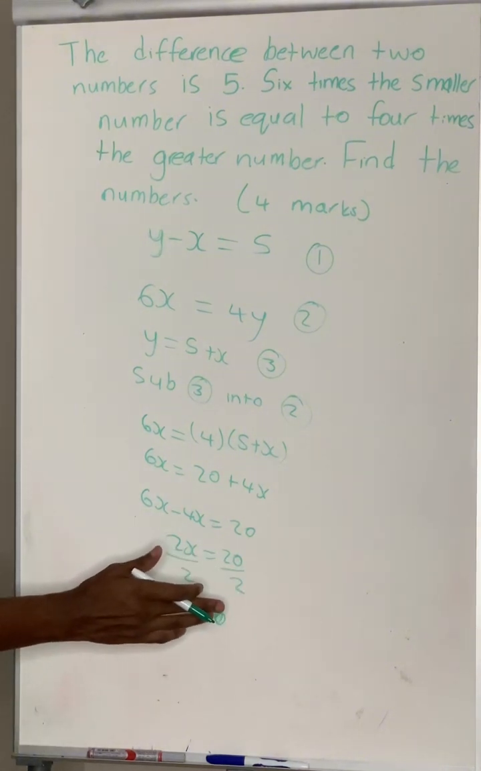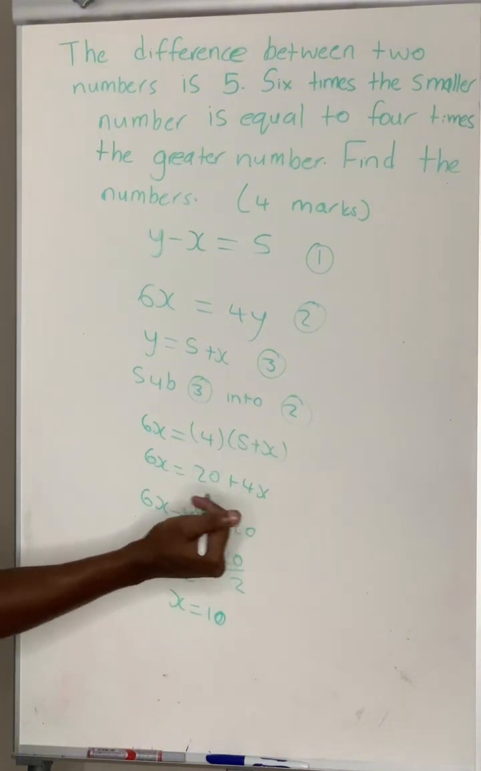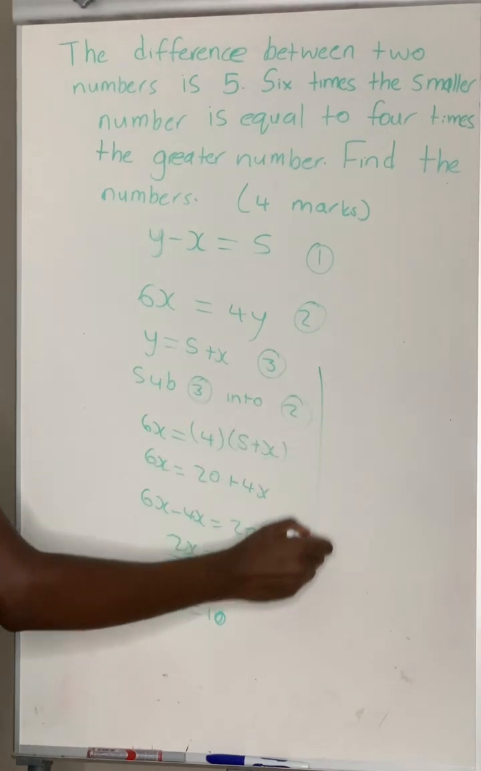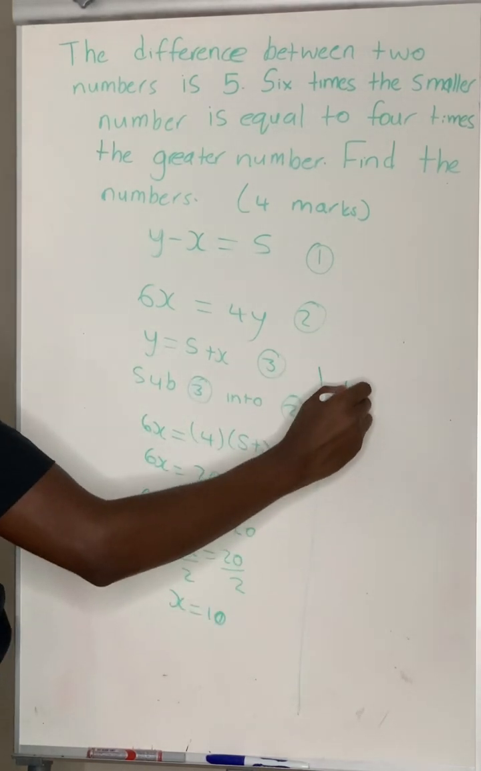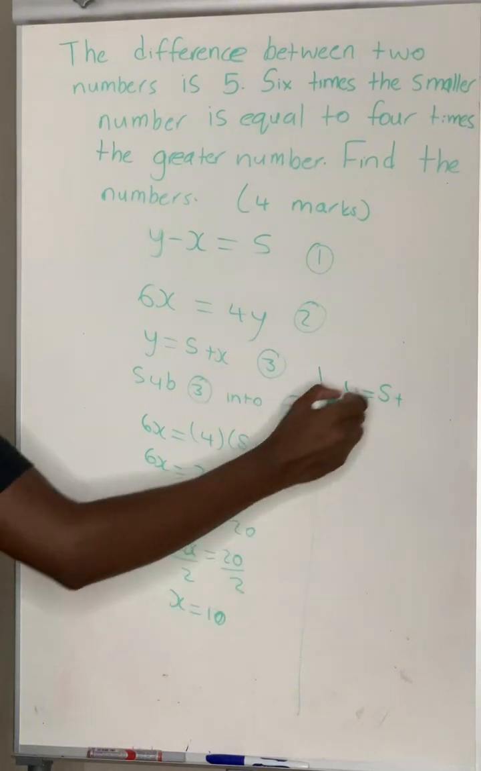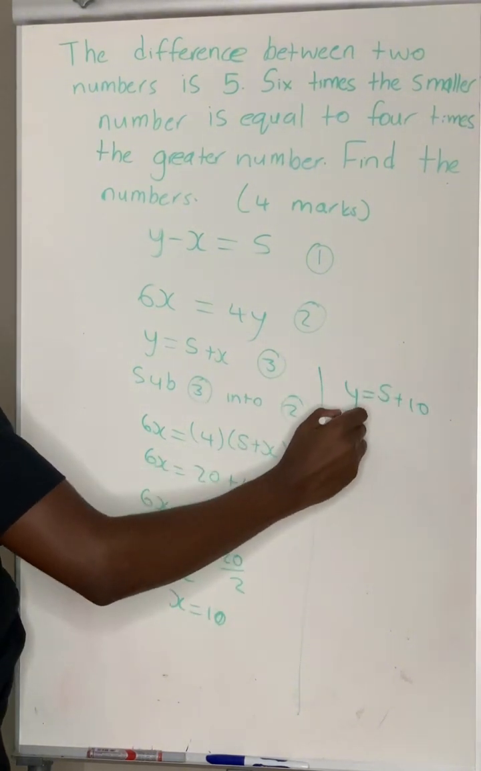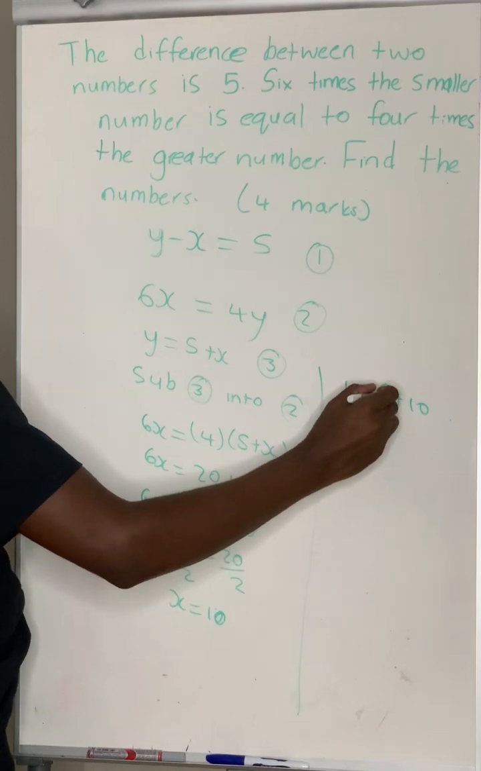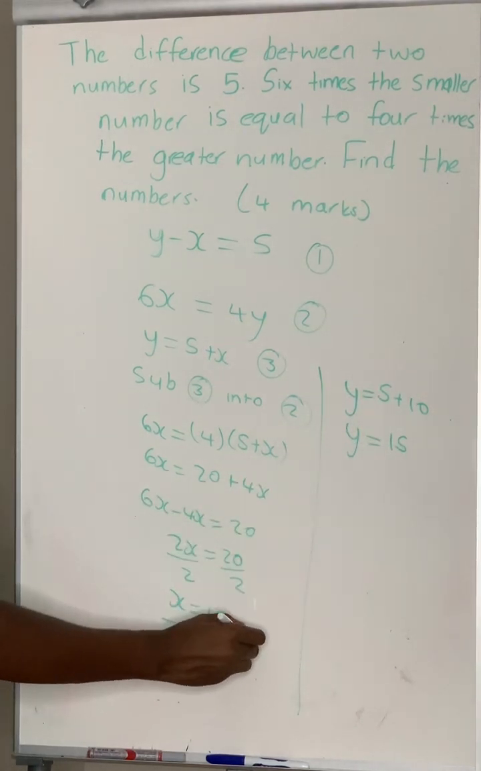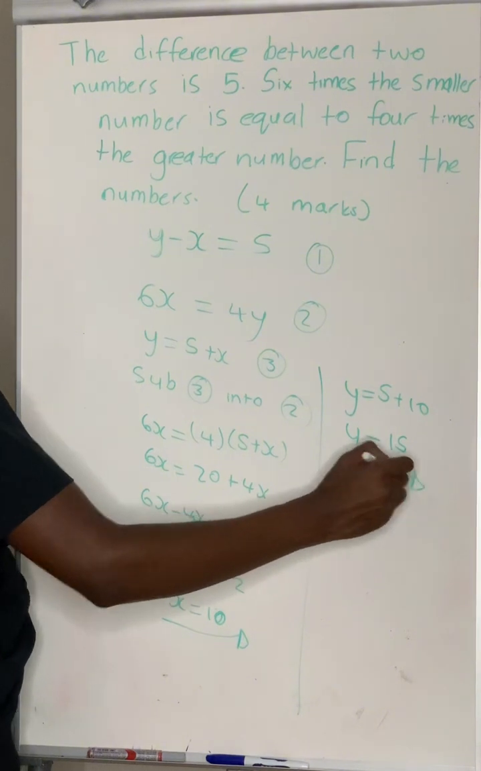So we've solved for x, let us now solve for y. So we had y is equal to 5 plus x. We can then say y is equal to 5 plus, so remember x is 10, plus 10. So y is equal to 5 plus 10, that is 15. So this is the value of x and this is the value of y.